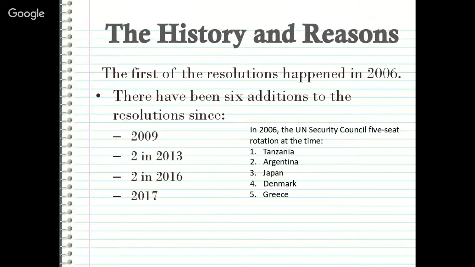Before we get started, there are a couple of terms we need to familiarize ourselves with. Not many people know the resolutions and sanctions are not new to North Korea. In fact, the very first United Nations resolution was passed in 2006, and there have been six additions to the original. The United Nations Security Council is comprised of 10 elected seats and 5 permanent seats. These seats rotate every 2 years. This was mandated in 2007. So in 2006, the seats being rotated out were held by Tanzania, Argentina, Japan, Denmark, and Greece.